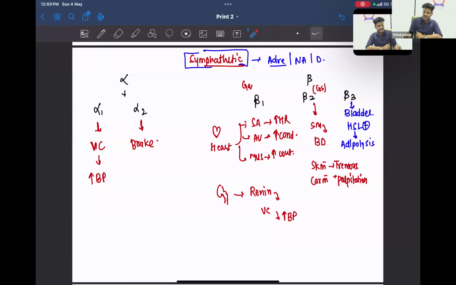And second thing, this hormone sensitive lipase will be activated. Lipase means it breaks the lipid. It is going to break the lipid, and it is going to do what? Adipolysis, right? Let me just try to connect if you can understand.